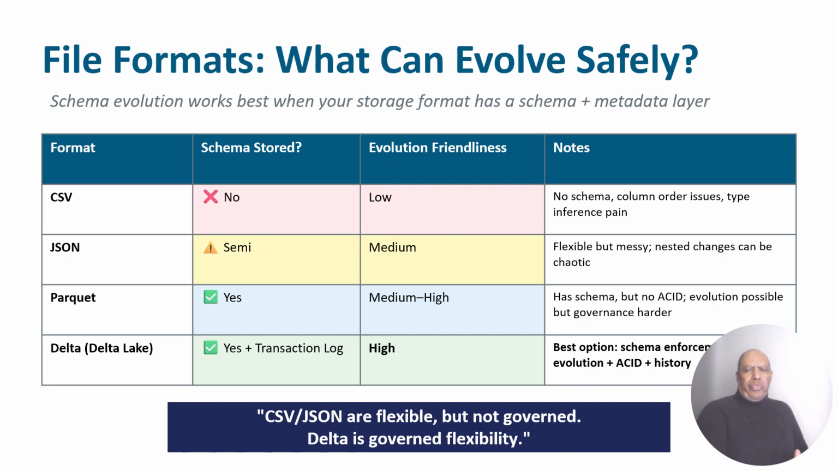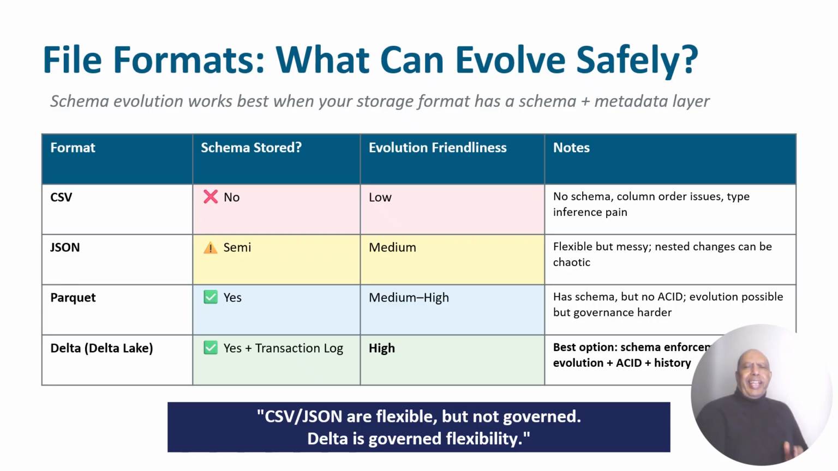Now the Parquet file is medium to high evolution friendly. Parquet stores the schema in the file metadata. This is good. You can add columns and readers can handle it, but Parquet does not have ACID properties or a transaction log. So governance is harder. You cannot easily track schema change over time, and handling schema conflicts requires manual intervention.